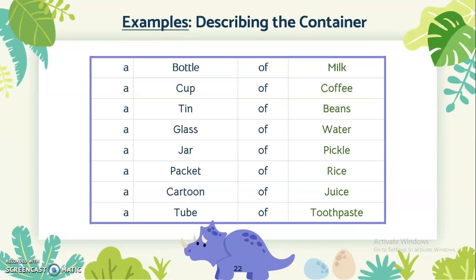So here we make them countable. If you want to make them plural, you just say it like this: 2 bottles of milk, 3 cups of coffee. So in this way, once you made them countable, it is easy to make them plural with these words that describe the container, so they become countable.